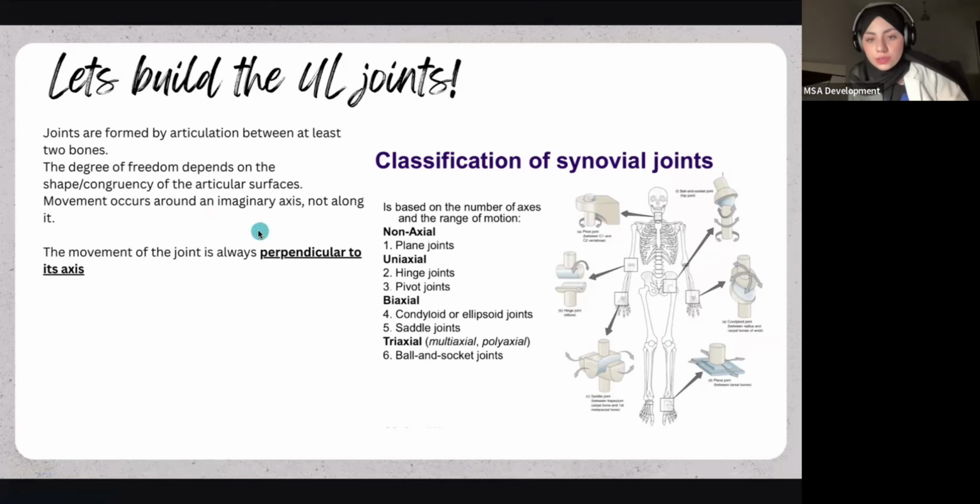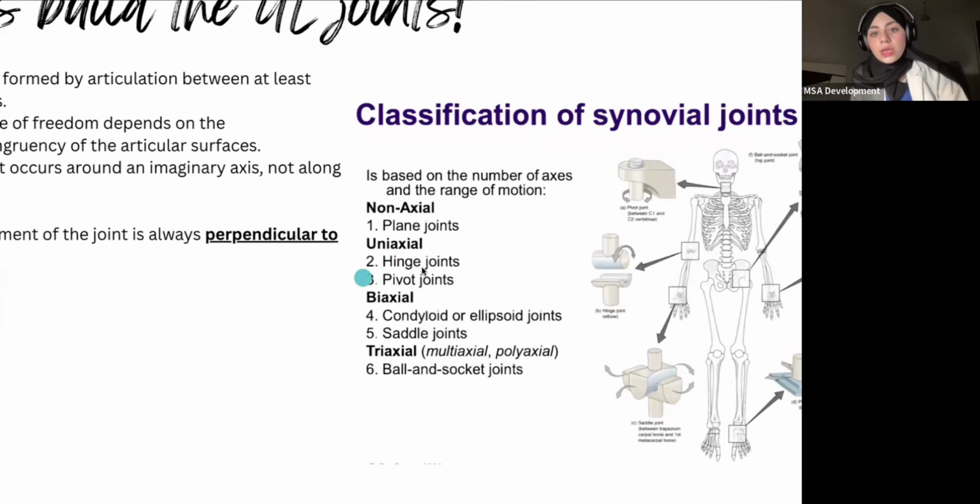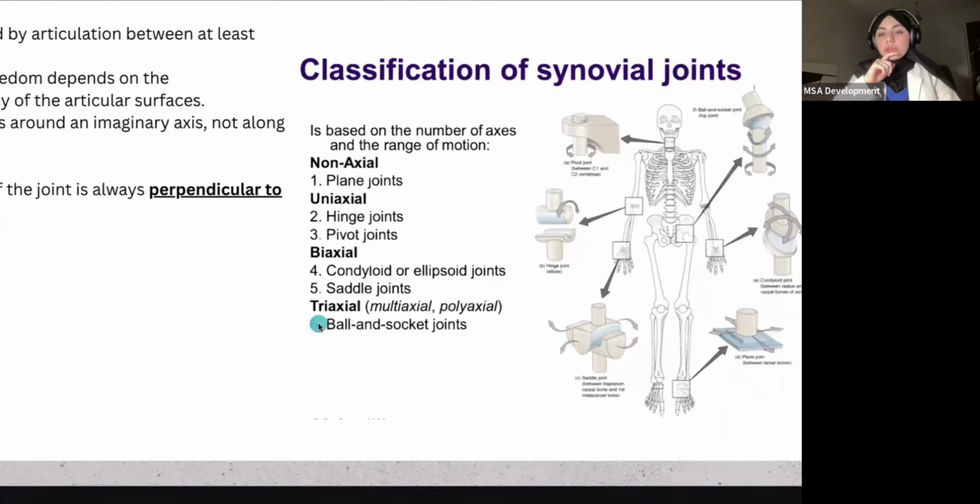The second type is going to be the uniaxial, which means it moves on one axis. We're going to have the hinge, and the pivot is similar to the hinge. While the hinge is like a door hinge, the pivot is like having one certain axis or rod, and then you have rotation movement around it. An example of that would be the dens and the atlas in the head right here. So this is known as a pivot joint, and it's uniaxial. Then we're going to have biaxial, which is condyloid or ellipsoid.